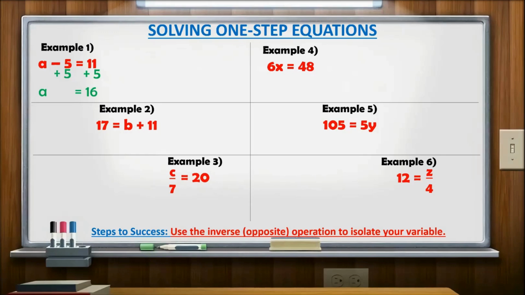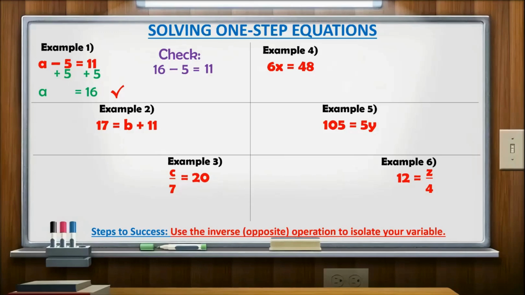Now we can check our answer to see if it is in fact correct by substituting my answer for the variable we worked out and to see if the equation is correct. So 16 take away 5 is equal to 11. So my answer is correct. And there you have it. Example 1 has been done.